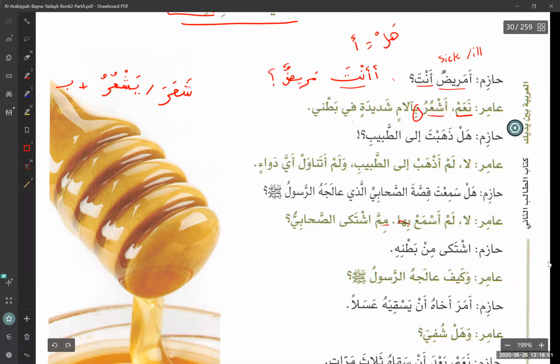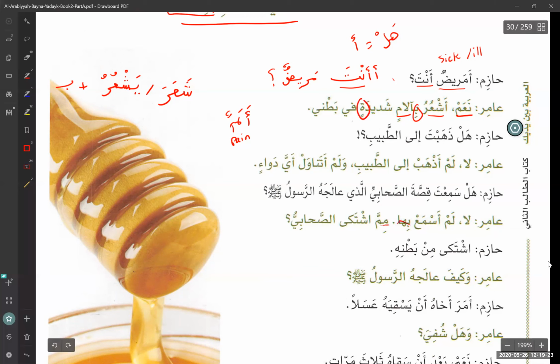After the B you have to say how do you feel? آلام شديدة. آلام is pains. So the singular is ألم. ألم is pain. آلام is pains. شديدة is severe. So severe pains.